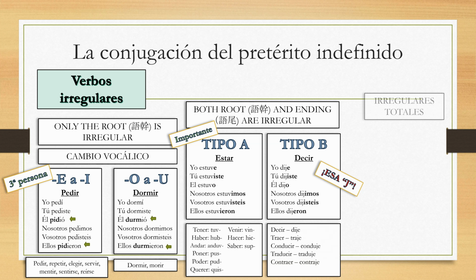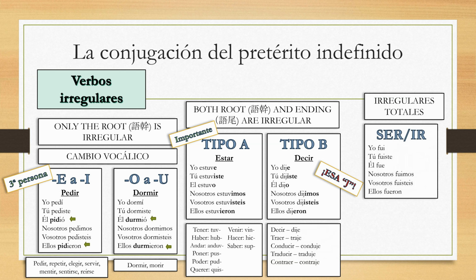Finally, we have what we call irregulares totales. In this case, verbo ser y verbo ir, if you remember, they are the same. They look the same. Yo fui could be I was or I went. Tú fuiste, you were, or you went. Él fue, he was, he went.